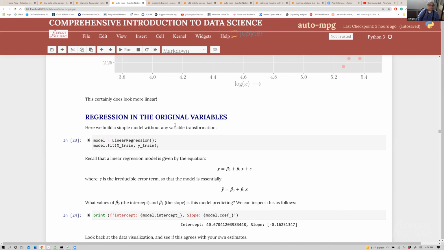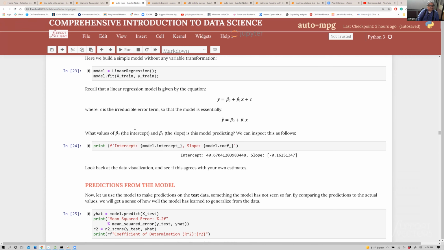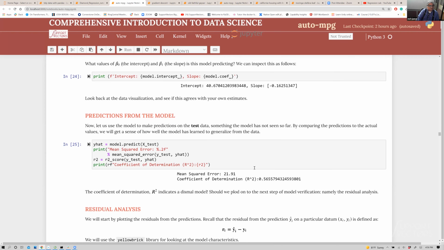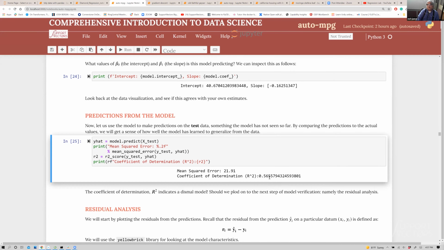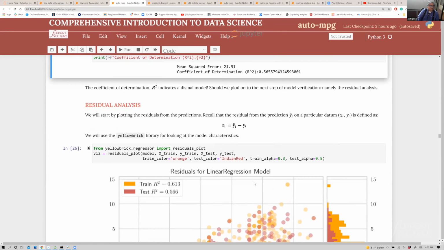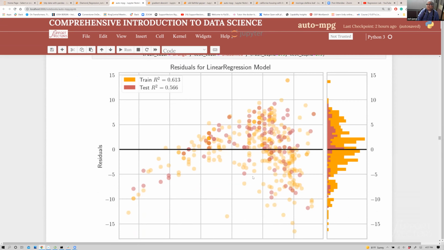If you don't do that, if you do the regression in the original variables, you'll get some intercept, and you get the prediction on the test data. What is your R squared? 56.6%, let's say. Your residual analysis, what does it show? Does it show homoscedasticity? No, there is a lot of pattern, and there's a very clear increase in the variance. So there is a distinct presence of heteroscedasticity here.